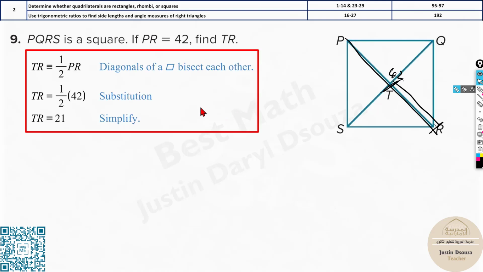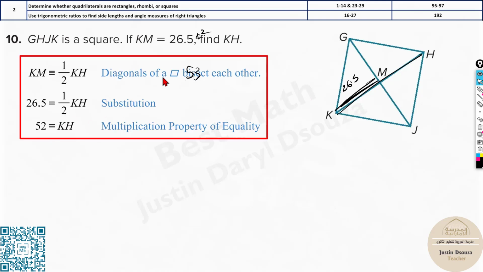That's the answer. And now here we have another, again the same value, and they have given us KM. Okay, KM is this, which is 26.5. What is KH? Now this is just times 2. So it'll be 52 plus 1, which is 53. That is it. Just multiply this by 2, you'll get the total, and this is all pretty straightforward.